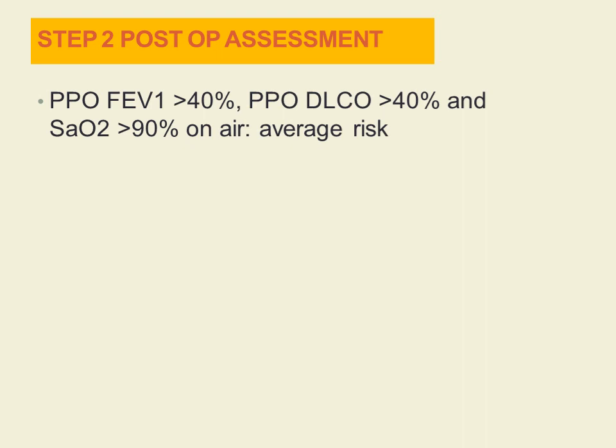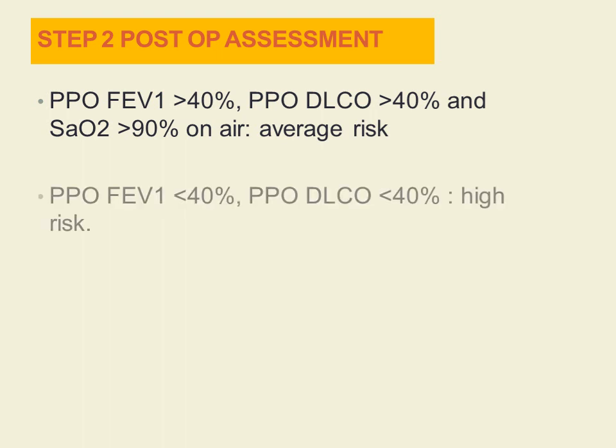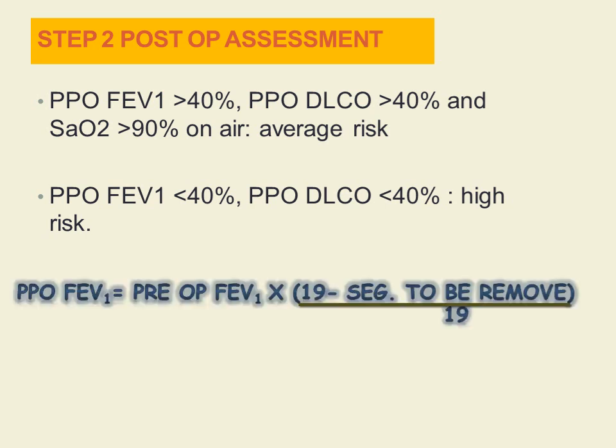PPO FEV1 of more than 40%, PPO DLCO of more than 40%, and SaO2 of more than 90% have average risk. PPO FEV1 of less than 40% and DLCO of less than 40% have high risk.